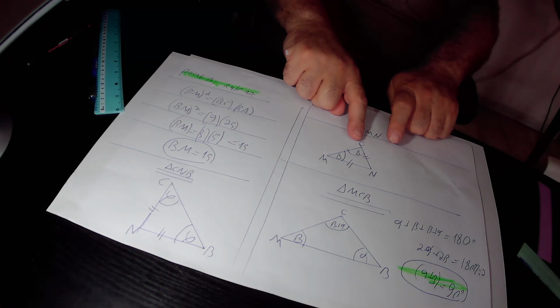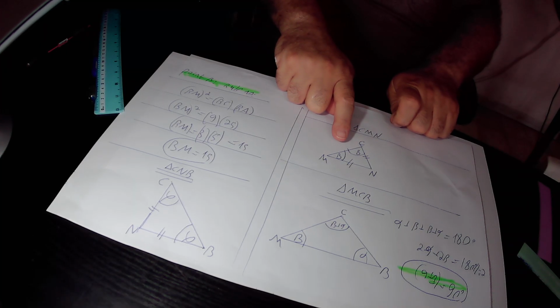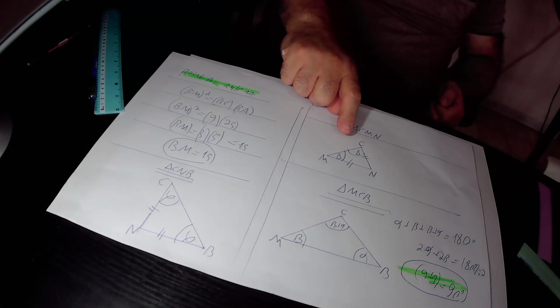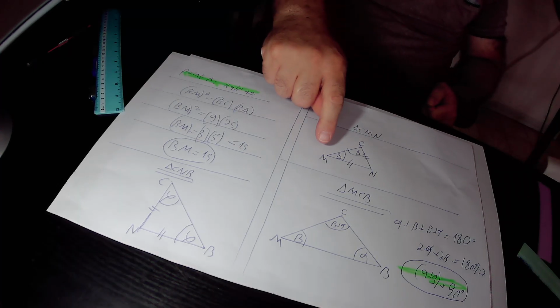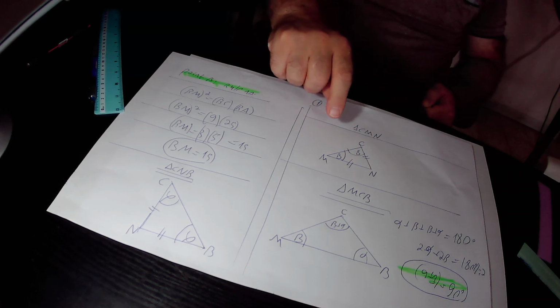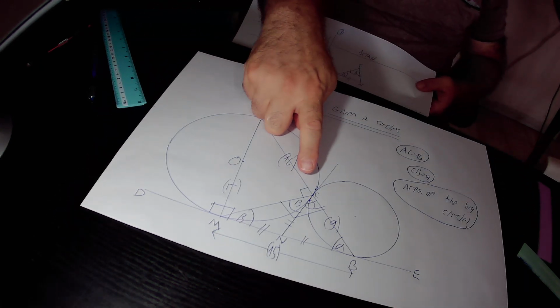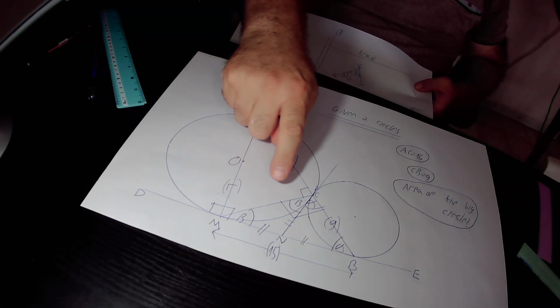So if the size of this angle is beta, then the size of this angle must also be equal to beta, because they must be equal to each other according to the rule that I mentioned. So in total, we found out that angle NCM equals beta, and angle NMC also equals beta.